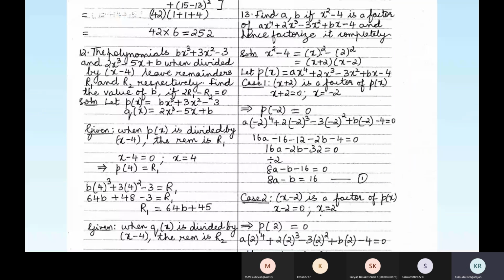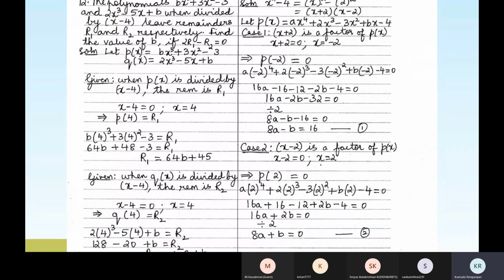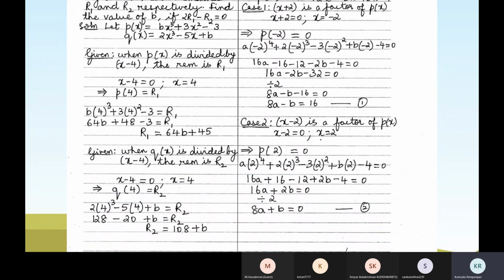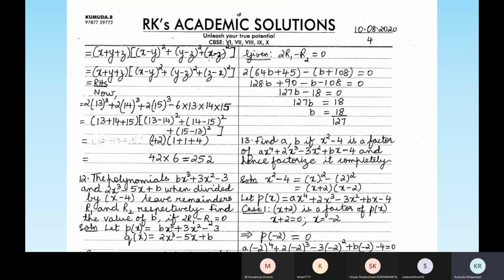You can see here the value of R1 is 64b plus 45. The value of R2 is 108 plus b. Use these values in the equation 2R1 minus R2 is equal to 0, because that's the condition given. Find the value of b if 2R1 minus R2 is 0.